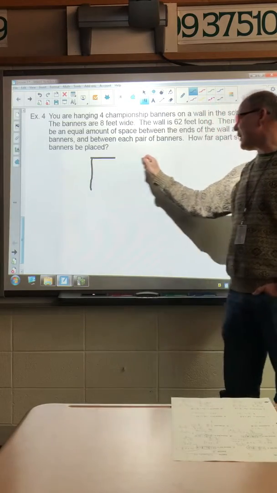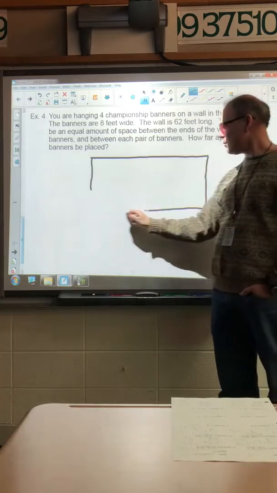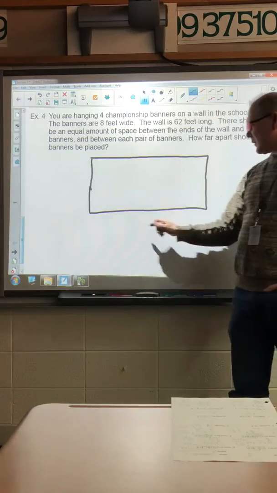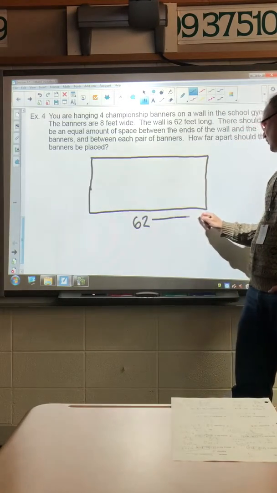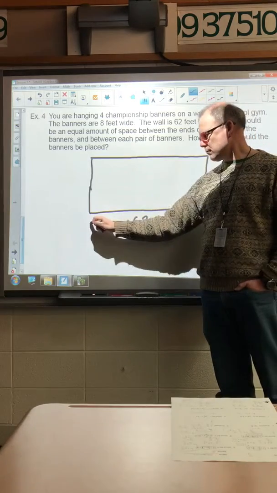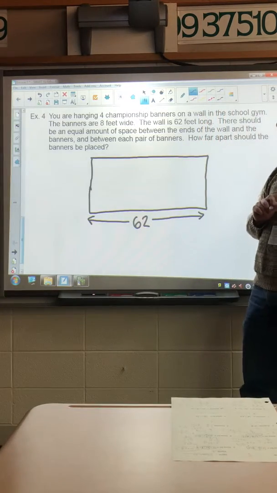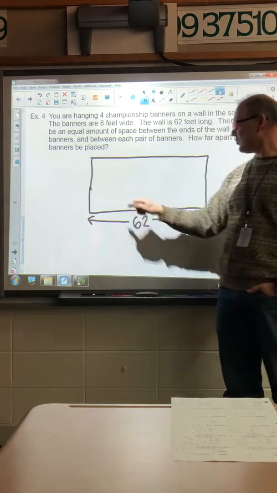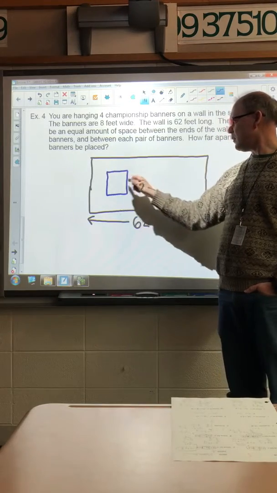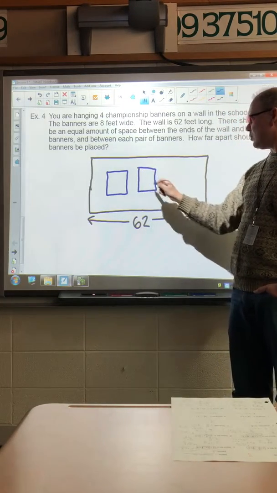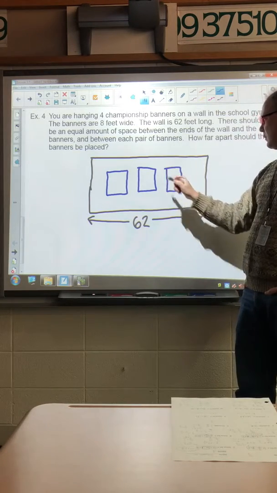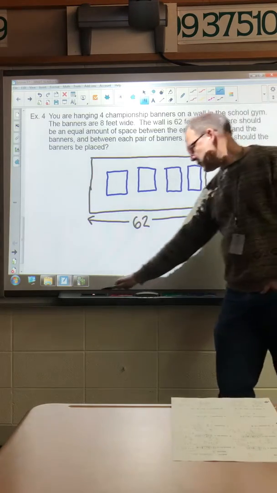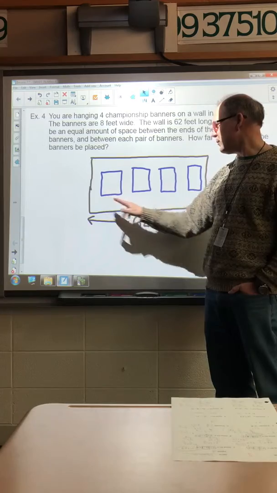So I would highly recommend drawing a picture. And so let's say that's our wall. And the wall is 62 feet long. And we're hanging 4 banners. 1, 2, 3, 4. Just slide this over a little bit.